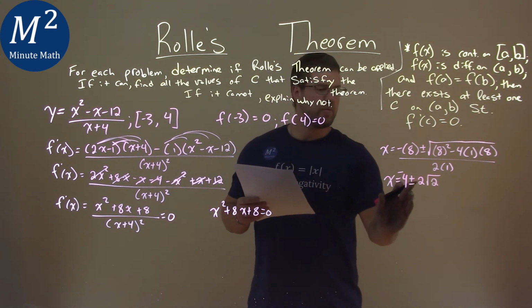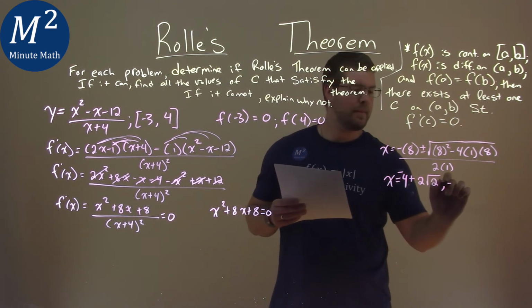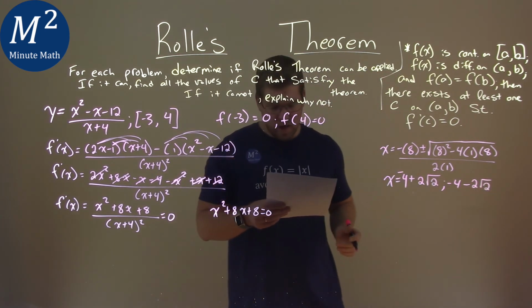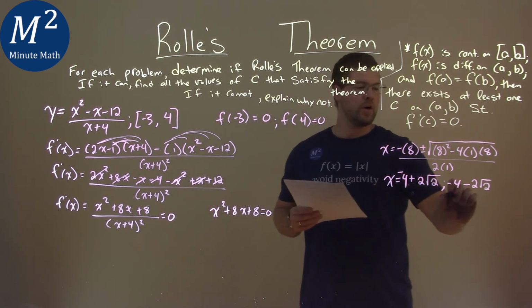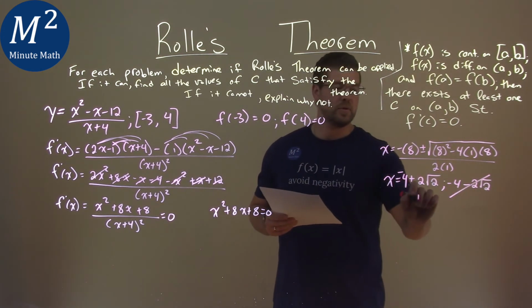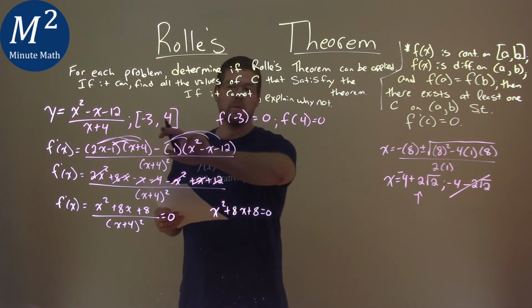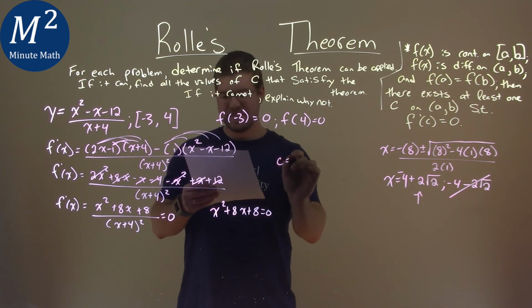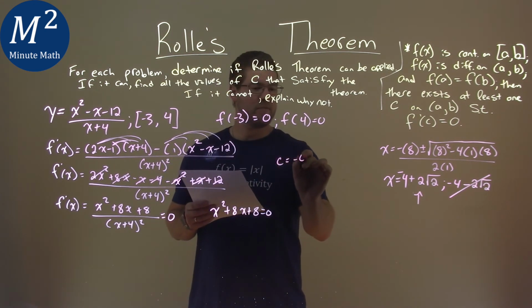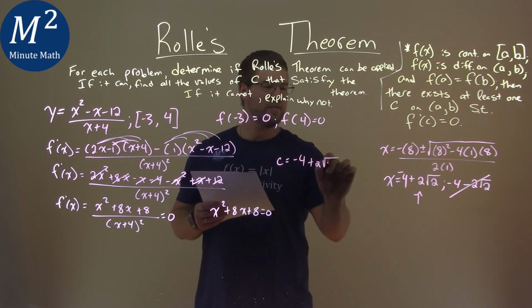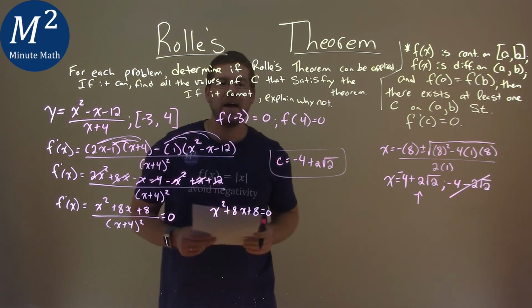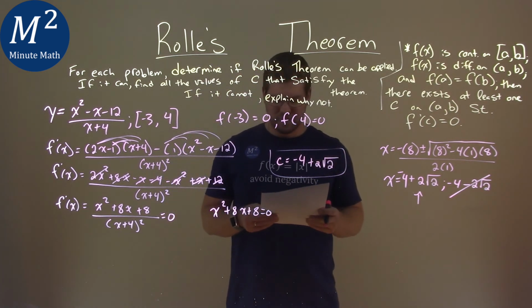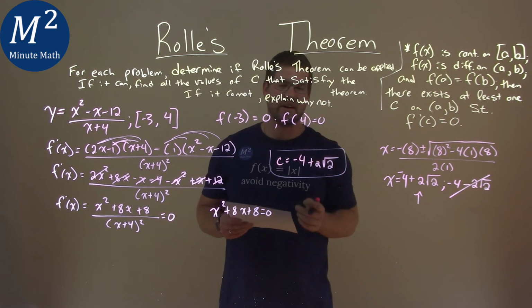Now, let's write it like this: -4 plus 2 square root of 2 and -4 minus 2 square root of 2. So these are our two options here. Well, the second one is outside of our interval, so we can't actually use it. We can only use the first one here. And so the c value that satisfies Rolle's theorem is -4 plus 2 square root of 2, and that is our final answer.